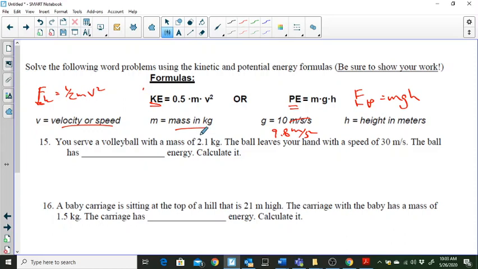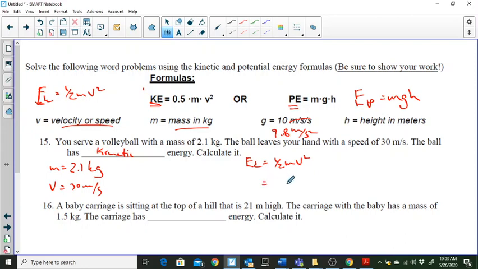All right, you serve the volleyball with a mass of 2.1 kilograms. The ball leaves your hand with a speed of 30 meters per second. The ball has kinetic energy because it's moving. Calculate it. We take a look at the numbers. Here we have 2.1, and the unit's kilograms. That's a mass. Then we have 30 meters per second. That's a velocity. We're calculating kinetic energy. The formula for that, EK is equal to 1/2 mv squared.